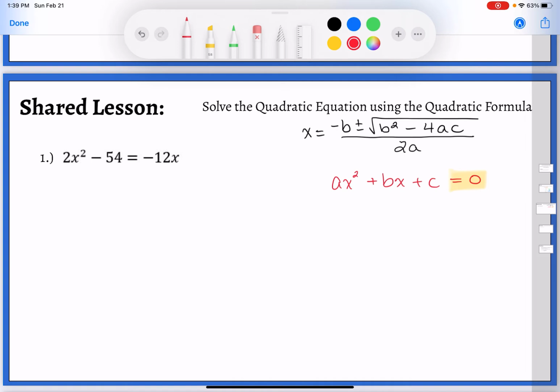So my first step is going to be to add 12x to both sides, and I'm going to put that 12x right in the middle, right, so that it's in the correct order. So it'll be 2x squared plus 12x minus 54 equals 0. Now it's in standard form.